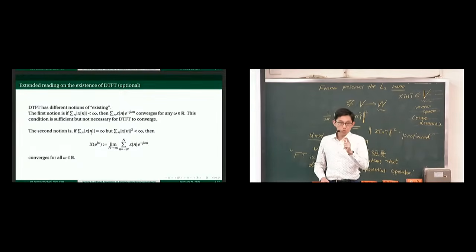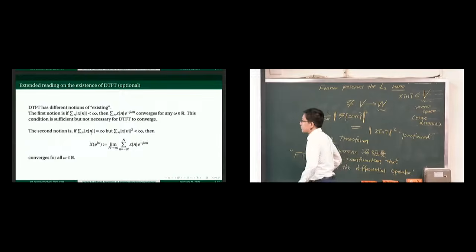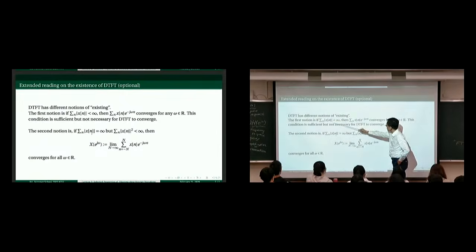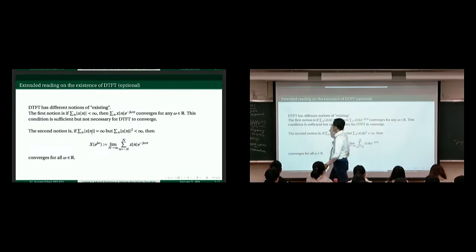It's a valid concern. For some signals, maybe the summation does not converge. It can happen. But for those signals for which this sequence converges, we say the Fourier transform exists. It's just mathematical jargon. Let me go through a few different notions.